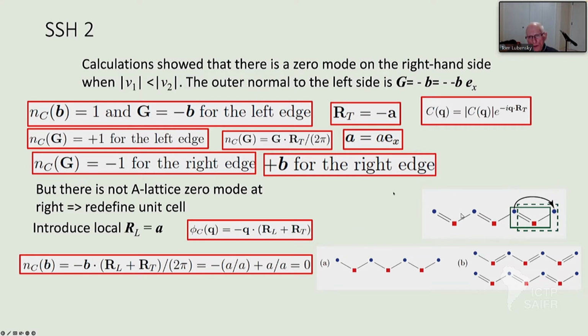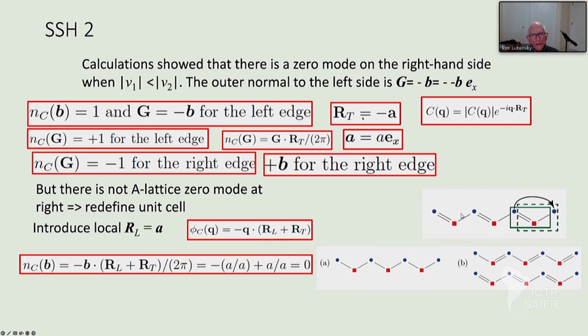So B would be one of the fundamental reciprocal lattice vectors. So let's start off with what we know now, which is that NC of B, so this is associated with the B lattice. So it's whatever NC is. If I'm talking about the wave number, rather the site being equal to B, so that's equal to 1 for G equals minus B for the left edge.